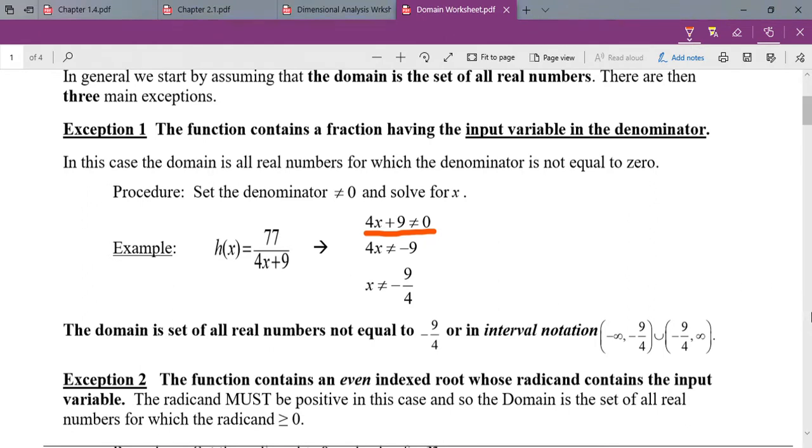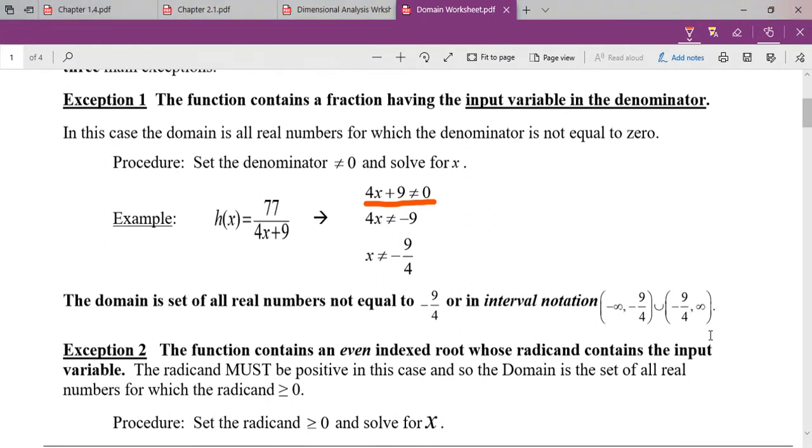The way that we can write this in interval notation is we'll start with negative infinity, we'll go up to negative 9 over 4 and not include it. And we'll union that with negative 9 over 4, not included, all the way to positive infinity. Essentially getting rid of that single point there at negative 9 over 4. Because remember, when you're doing interval notation, parentheses means it's not included, brackets means it's included.